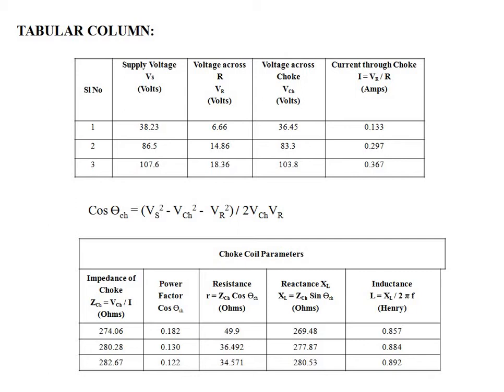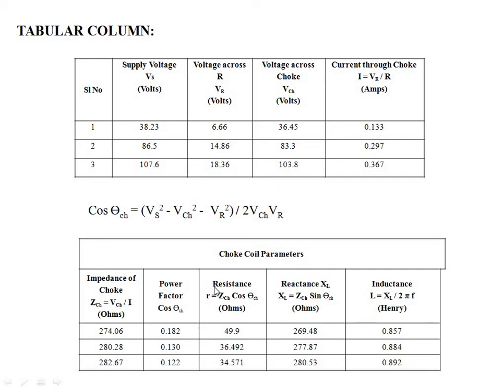The power factor is the ratio of actual electrical power dissipated by an AC circuit to the product of the RMS value of current and voltage. Now coming to the choke coil parameters, the impedance of the choke coil is calculated by the formula VCH by I. So we get the impedance of the choke coil for different values of supply voltage. Similarly, we have calculated the power factor.